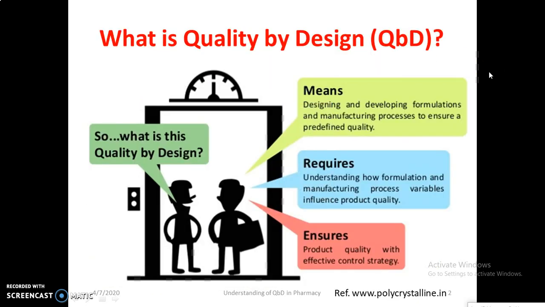So what is Quality by Design? It's nothing but designing and developing the formulation or manufacturing process to ensure the predefined quality that we talked about in the previous lecture. It requires understanding how formulation and manufacturing process variables influence the product quality. We have to understand the different process variables, such as critical process parameters, quality attributes, material attributes and so on. Then we ensure the product quality with an effective control strategy.